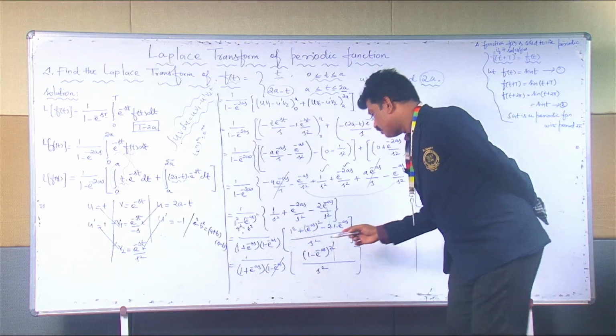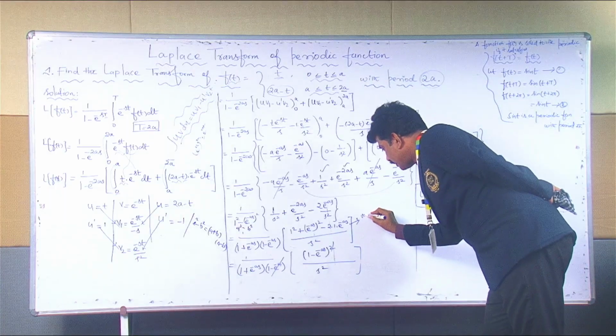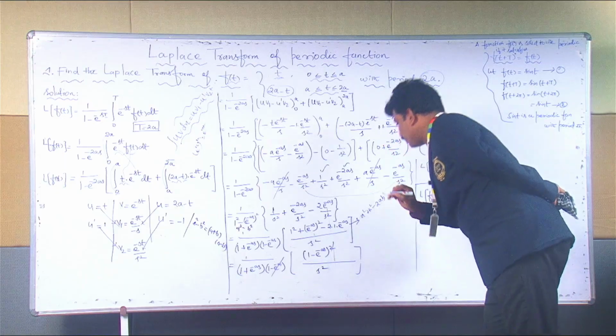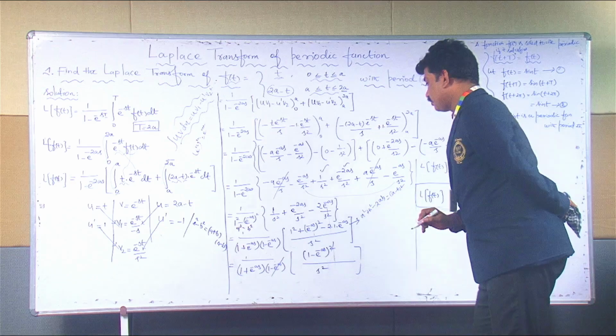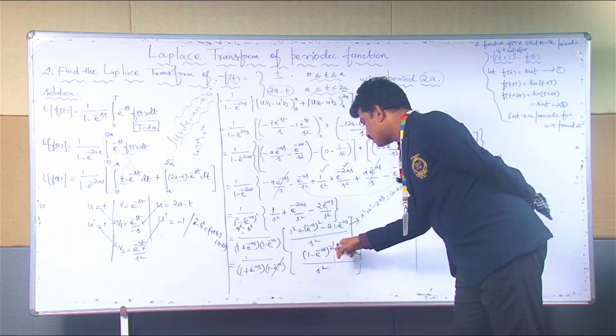So a square, b square. So this is of the form, what is the form? A square plus b square minus 2ab. So what is the formula? A minus b the whole square. I am going to write here. What is a? 1 minus e power minus as is the whole square.